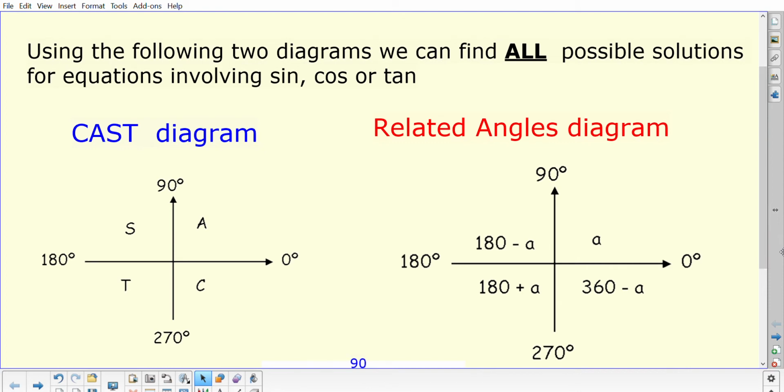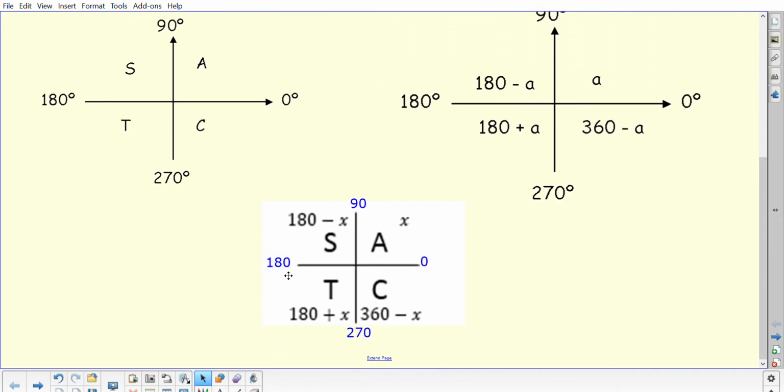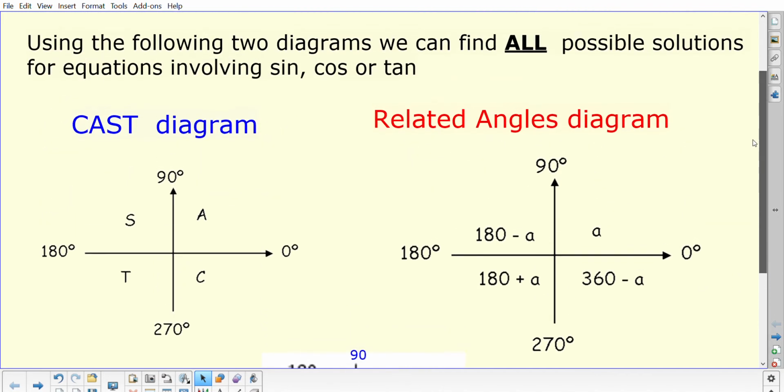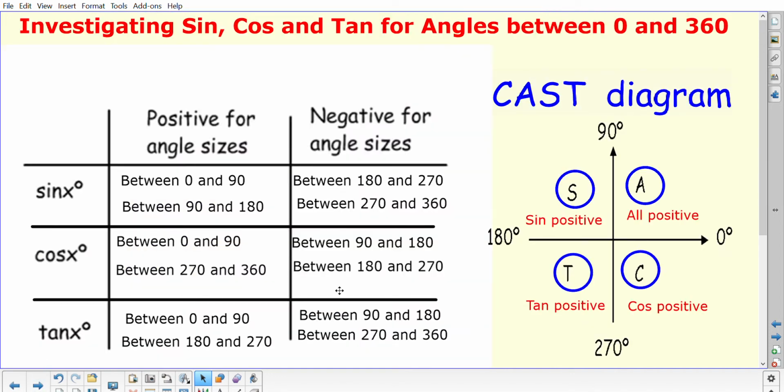So these diagrams, which I've referred to as the cast diagram and related angles diagram, we can combine them into a little diagram that looks like this. This is what we will be using to help us find all the possible solutions to these trigonometry equations. Before we get to that, we'll explain where the diagram comes from and what it represents.